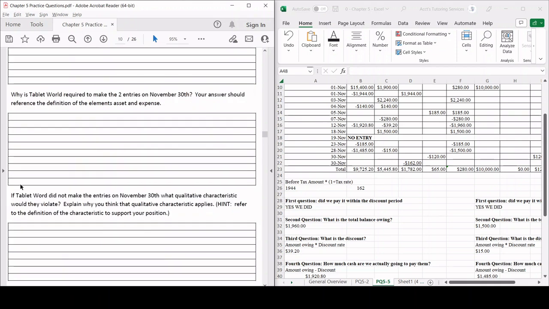If Tablet World did not make the entries on November 30th, what qualitative characteristics would they violate? This is a good question. This will be faithful representation, because the financial statements will not be free of error. Simple as that.